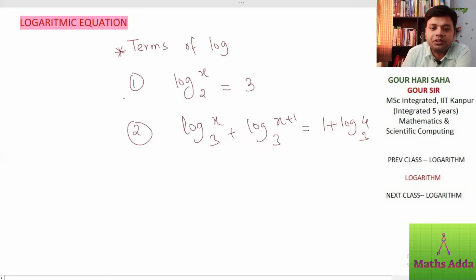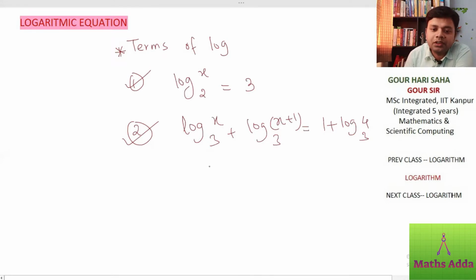So I took two examples. First is log of x base 2 is equal to 3. This is a logarithmic equation. And I took another one, that is log of x base 3 plus log of x plus 1 base 3 is equal to 1 plus log of 4 base 3, right? This is how a logarithmic equation will look.